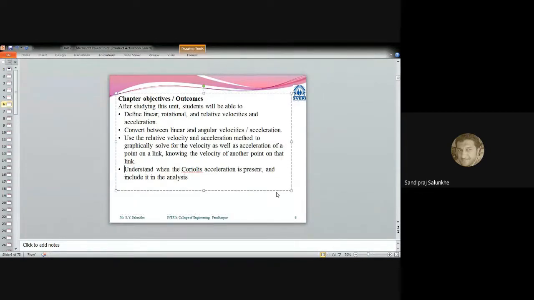And the last one, you will be able to find the Coriolis acceleration. First of all, you will understand what the Coriolis component is and what the Coriolis acceleration is, and later on you will be able to find the Coriolis component in the given mechanism. When this Coriolis component will occur, when it comes into existence, all these things you will be able to handle. Okay, these are some outcomes from this unit.